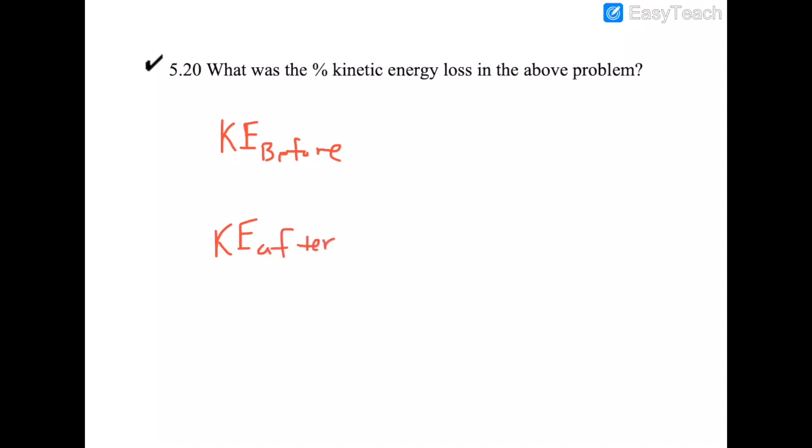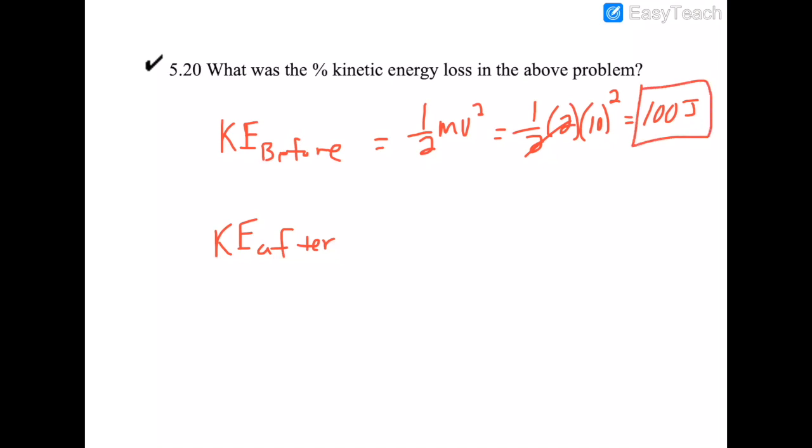So before, you remember one half m v squared is kinetic energy, right? So before we had 1/2, the 2 kilogram ball was moving at 10 meters per second, so this would be 10 squared, and the 2's would cancel out, and 10 squared is 100. We had 100 joules of energy before. Remember, the 4 kilogram ball wasn't moving, so it had no energy. So before the collision, we had 100 joules of energy. That'll be easy to do a percentage since it's 100.